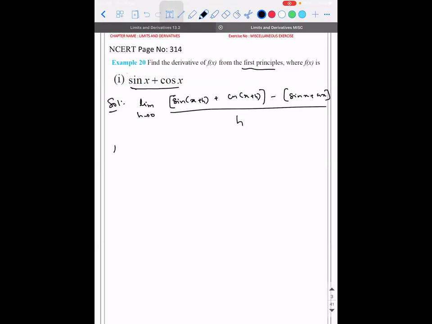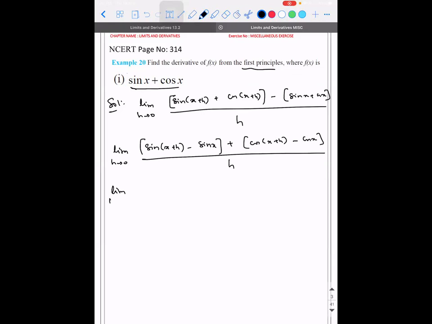So now how do we do? So can I write it as sin of x plus h minus sin x plus cos of x plus h minus cos x, the whole divided by h. So sin of x plus h minus sin x is how much?